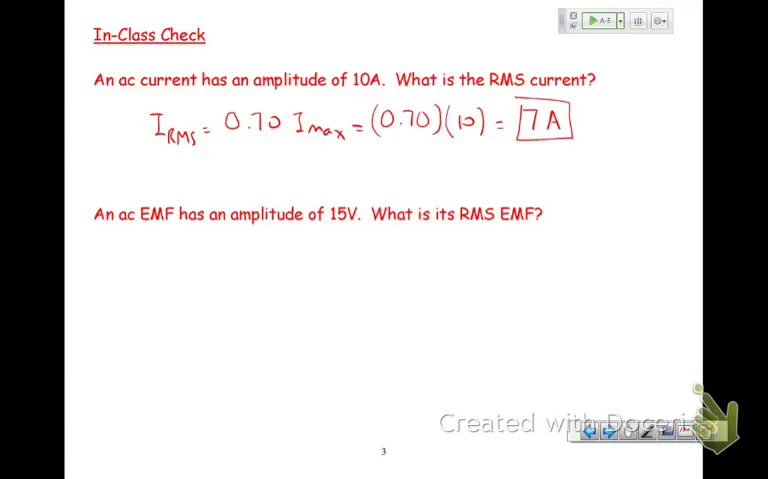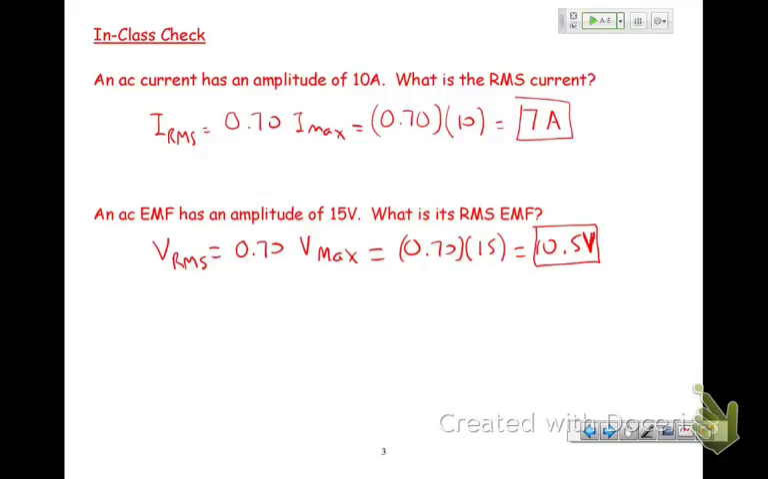An AC EMF has an amplitude of 15, so V RMS is equal to 0.70 times V max, which equals 0.70 times 15, which equals 10.5 volts. I think I'm right on that. 10.5 volts. 70 plus 35, 10.5, yeah.